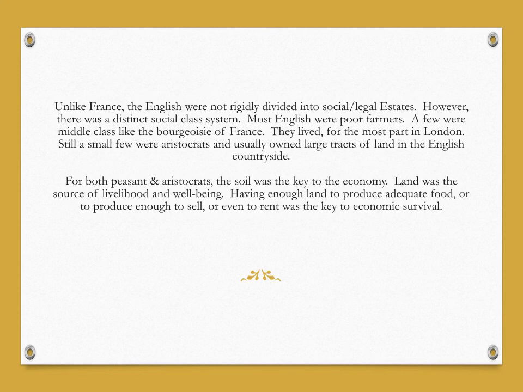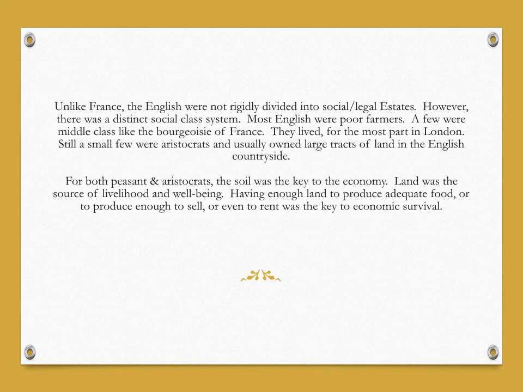right? Unlike France, the English were not rigidly divided into social or legal estates. However, there was a distinct social class system. Most English were poor farmers. A few were middle class like the bourgeoisie of France. They lived, for the most part, in London, these middle class did. Still, a small few were aristocrats, and they usually owned large tracts of land in the English countryside.